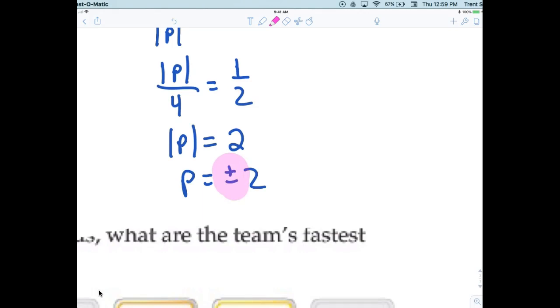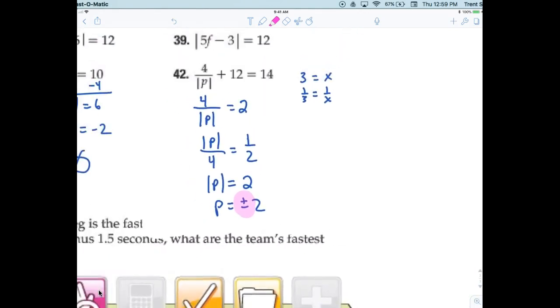Now, how do I know I'm right? Well, I can check my work real quick. If I plug in 2, what's the absolute value of 2? 2. 4 divided by 2 is 2. 2 plus 12 is 14. Do I agree with that? Now let's plug in negative 2. The absolute value of negative 2 is 2. 4 divided by 2 is 2. 2 plus 12 is 14. So am I right? Yes. Of course. Any questions with that? No? All right, tell me another one.